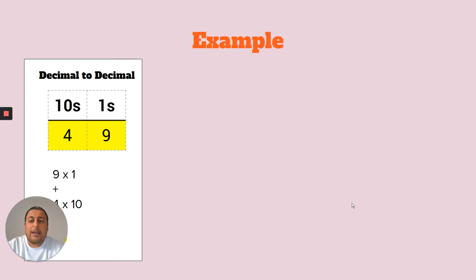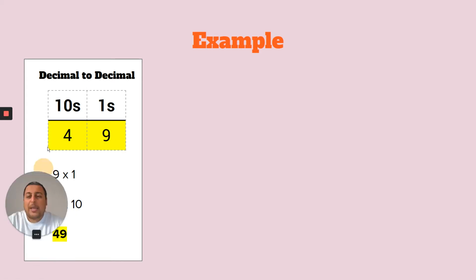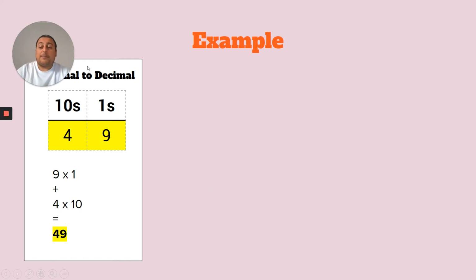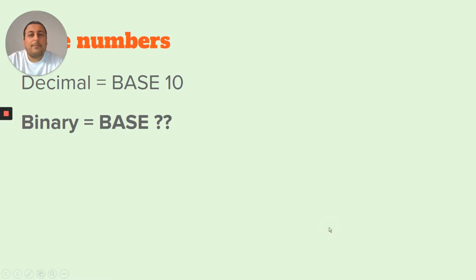So this, for example, would be 9 ones plus 4 tens. Sorry, my face is on that. And that would equal 49. Let me just move myself out of the way. There you go. So you've got 49 there, made up of 9 lots of 1 and 4 lots of 10.